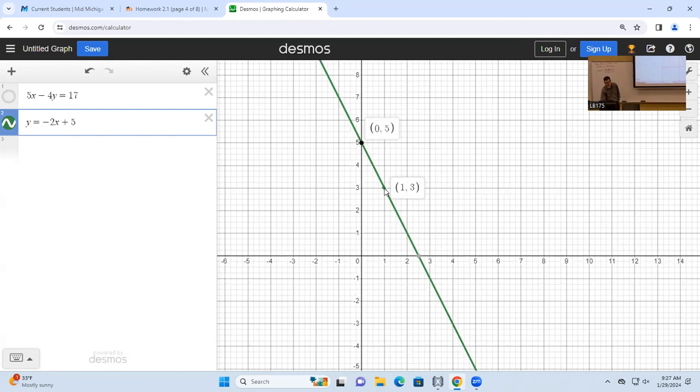Now, did it have to just be this point in particular? Of course not. You could have, let's say, went to the point (4,-3). So we start at (0,5). And then we go to (4,-3).